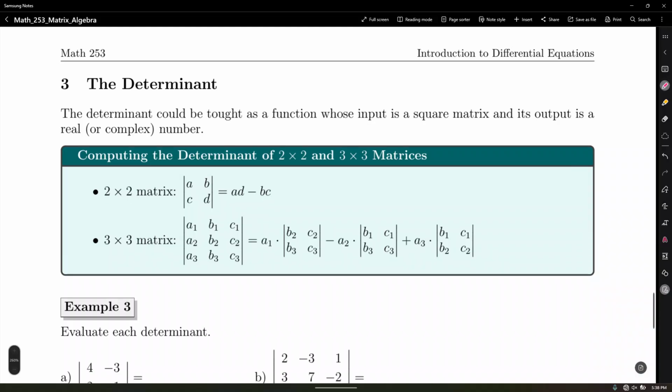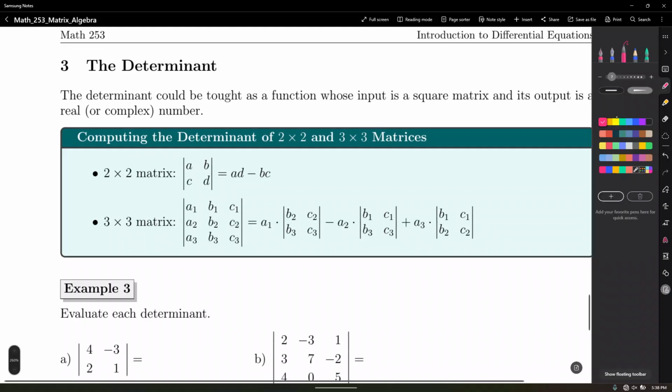For a 2 by 2 matrix, what do we do? We multiply the elements along the main diagonal, that is the diagonal that in this arrow took us from left to right, and we subtract the product of the elements along the secondary diagonal, AD minus BC. All right.